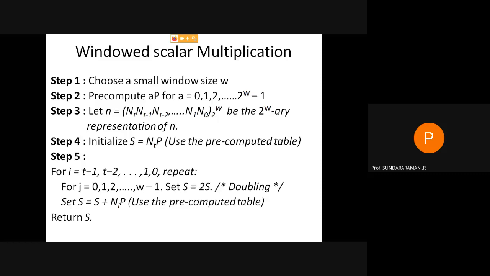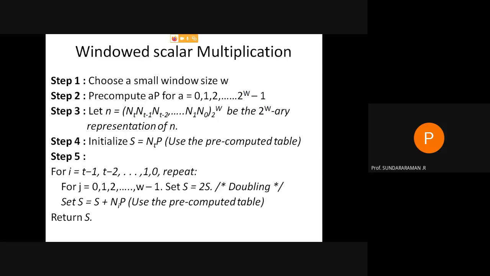Step 3 is the collection of 2^W array. 2^W array means, for example, if W is 3, it's a collection of 3-bit values. If you have a 4-bit window size, collection of 4-bit computations. Like that, we have to generate the n values. So the n values, every time we will be using these pre-computed values during the subsequent computations in the multiplication process.